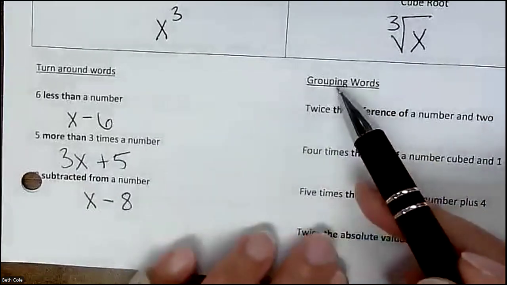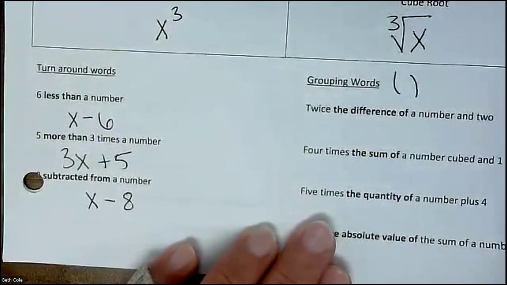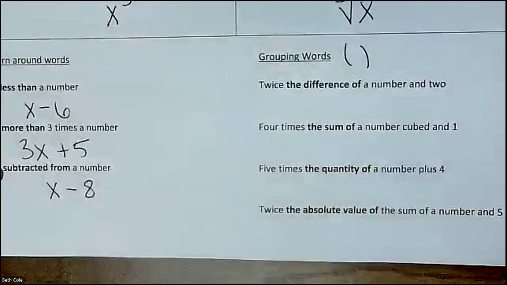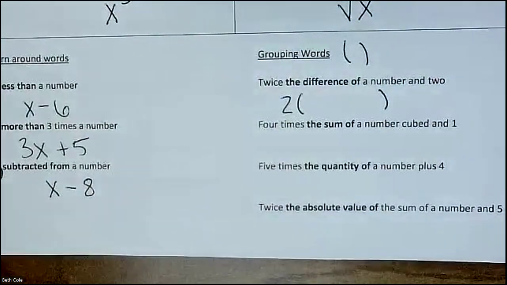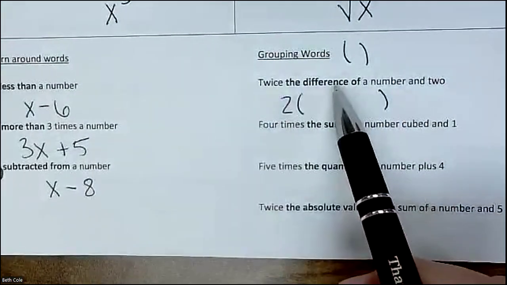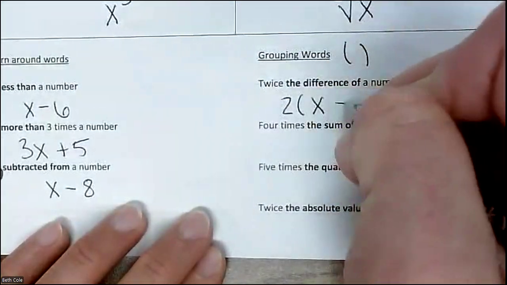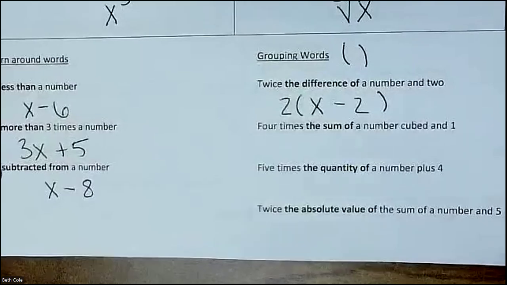All right. Grouping words means that you need parentheses. Grouping means you need parentheses, or a hug. I call it a hug, all right? It says twice the difference. So you have 2 times something that's a quantity. So put your parentheses there, give it a hug, and then is difference add or subtract? Subtract a number and 2. So x subtract 2. That's how you'd write it. Kind of just building it, putting it together.